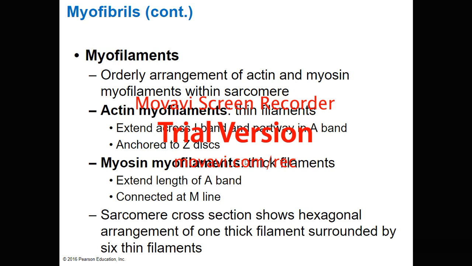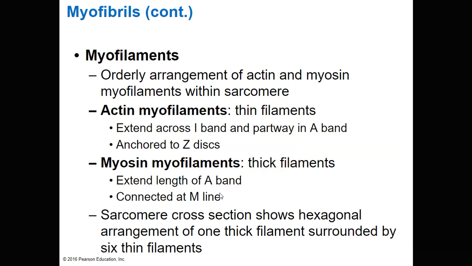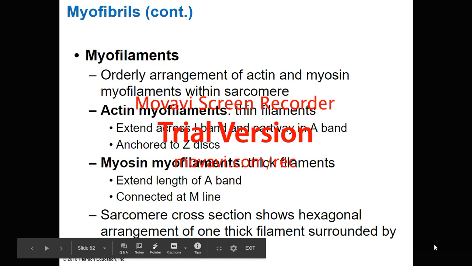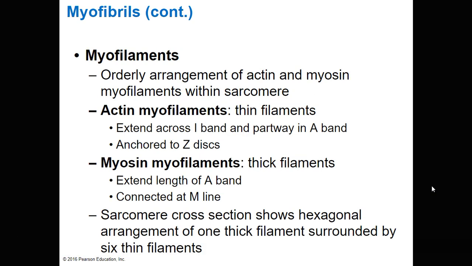And the myosin myofilament is the entire length of the A band. These are the thick filaments, and the myosin myofilaments are connected at the M line. I should have mentioned that the thin filaments are anchored to the Z disc, and the Z disc also anchors the thin filaments to the sarcolemma, the plasma membrane.